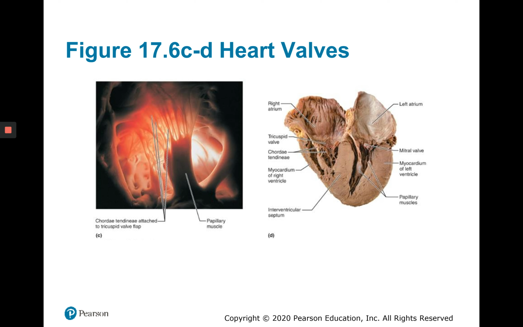We can see in this image, figure 17.6 C through D, that the chordae tendineae are between the cusp and the papillary muscle. And then we can see over here kind of just where they would be located. So cusp, chordae tendineae, papillary muscle. Papillary muscles in the ventricle. Chordae tendineae connect to the cusp, which is separating the atria from the ventricle.